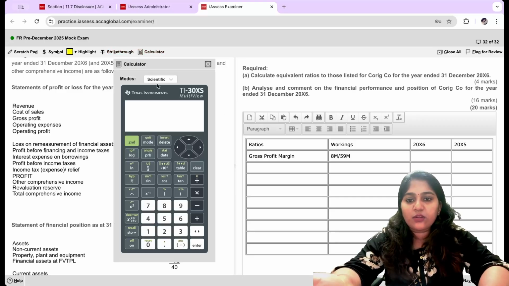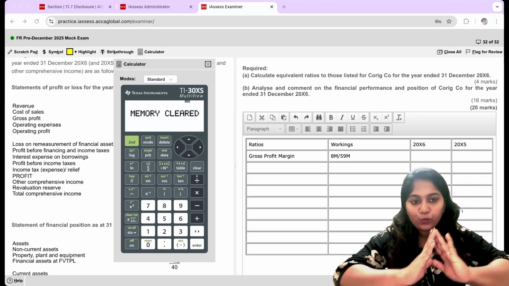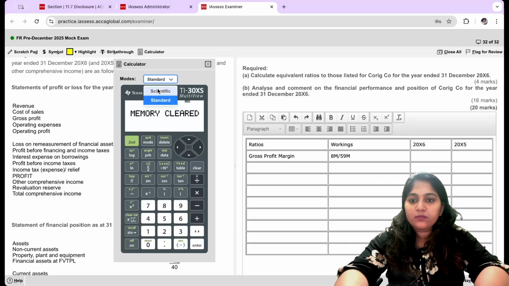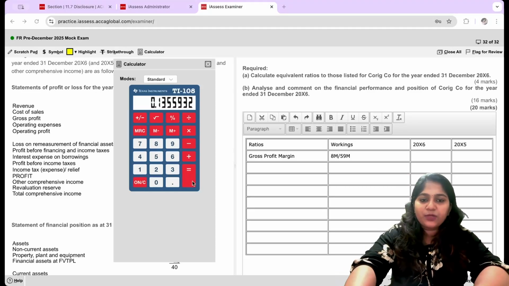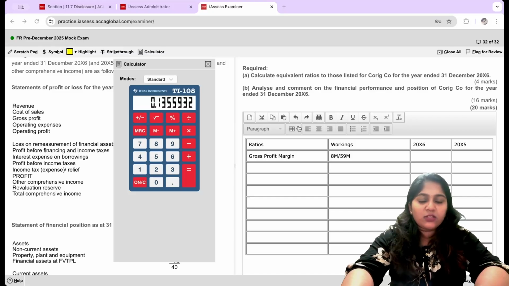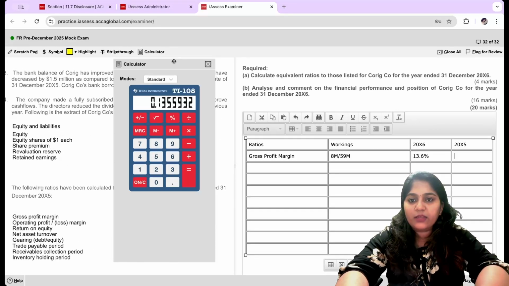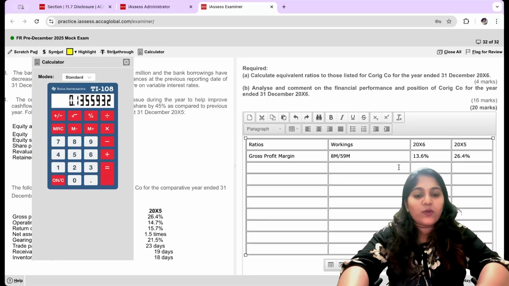Yes, you can use this calculator or you can use your own calculator, whichever it is. That should help you. Okay, I'll keep scrolling up. Don't worry if my head is there, it's fine. So 8 divided by 59 should give me approximately 13.6 percent. I believe that's what even you guys will get. So 13.6 percent is my value. And for 20x5, as comparative information, it is 26.4 percent. There's a huge hit. So why could this have happened?